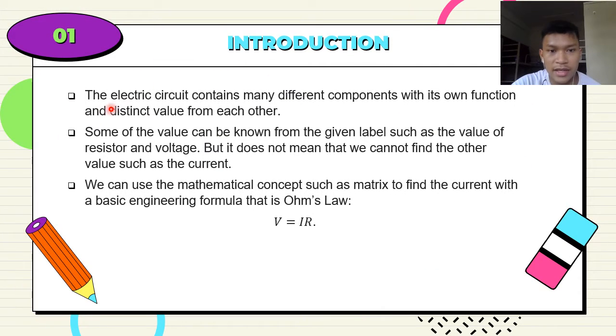Introduction. The electric circuit contains many different components, each with its own function and distinct values. Some of the values can be known from the given label, such as the value of the resistor and voltage, but it does not mean that we cannot find the other values, such as the current. We can use mathematical concepts such as matrix to find the current with a basic engineering formula, that is Ohm's law, V equals IR.